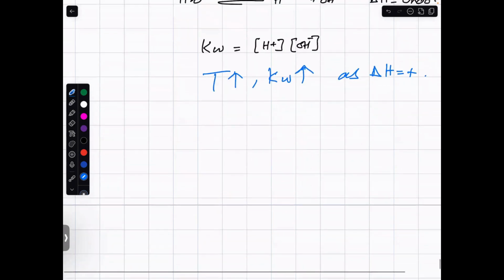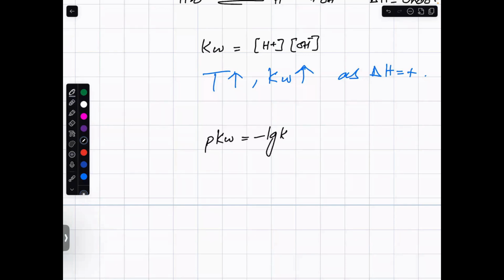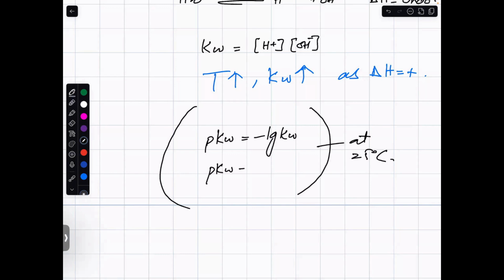Now, if I take the negative log of Kw, it becomes what? pKw. So, at 25 degrees Celsius, pKw is what? Negative log of 1 into 10 power minus 14, which is 14. Right? Now the next point.